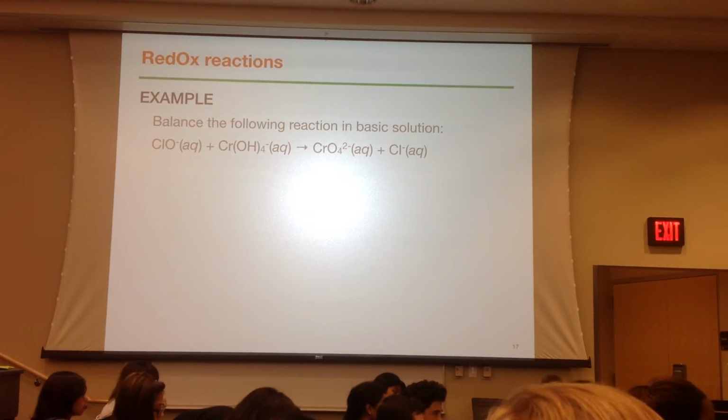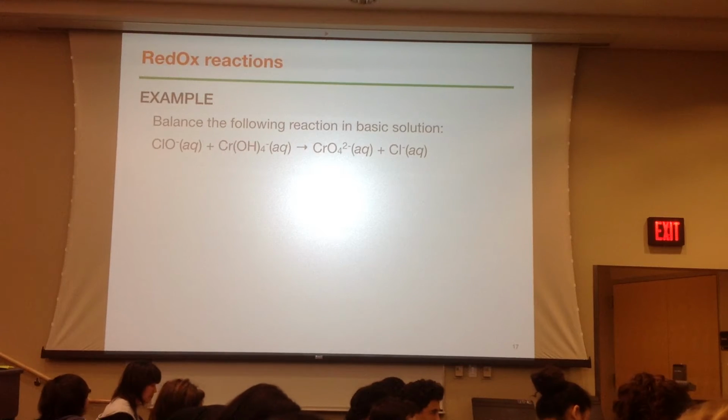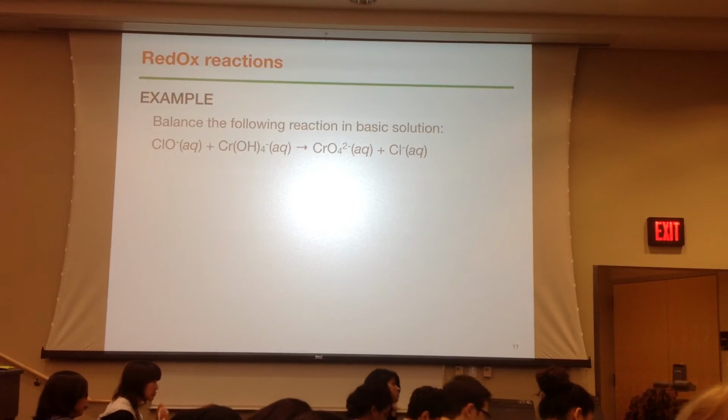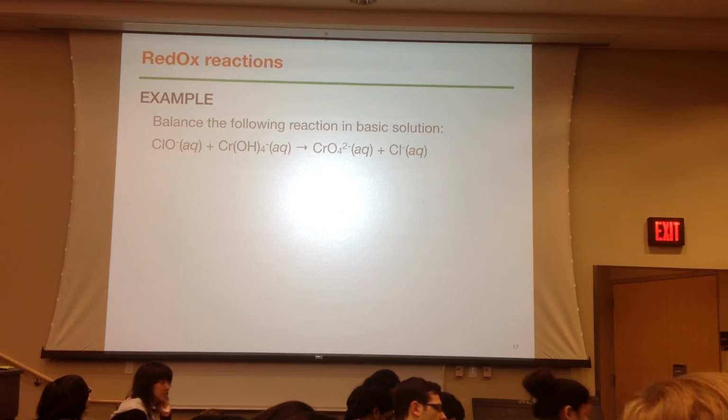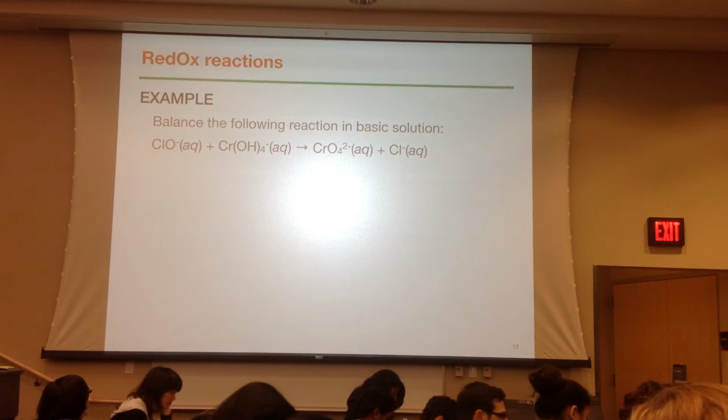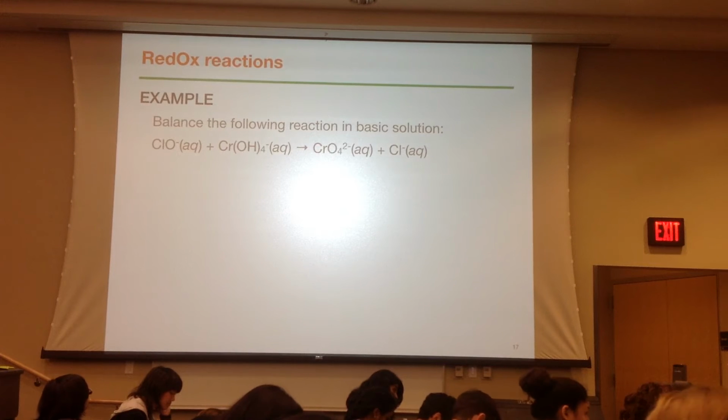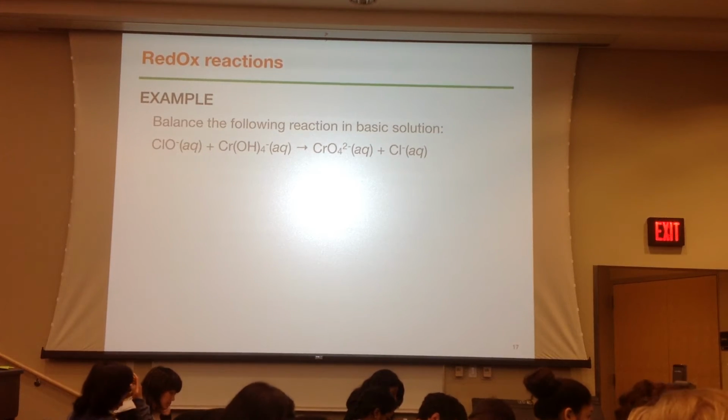Do one on your own. Balance the following in basic. We have perchlorate. Sorry, that's not perchlorate. That's hypochlorite, plus chromium 3 hydroxide going to chromate plus chloride. Same set of steps as before.